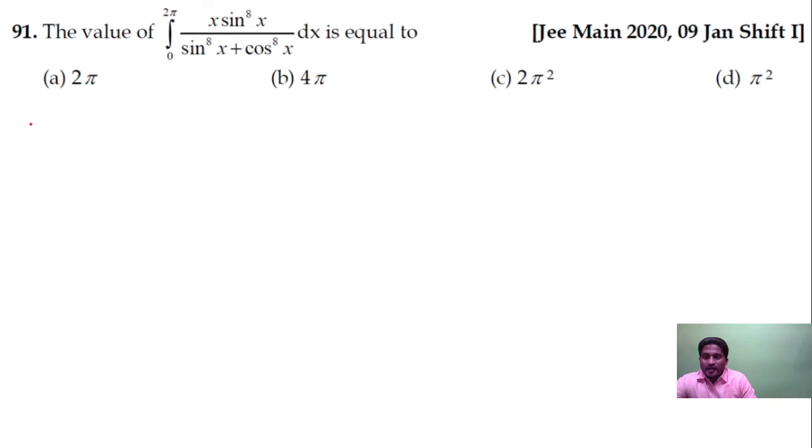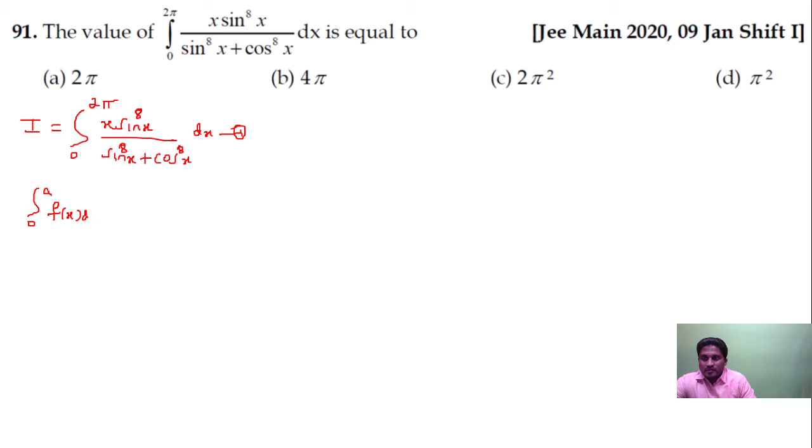Now I is equal to integration 0 to 2 pi of x into sine power 8x upon sine power 8x plus cos power 8x. Call this equation 1. I'll use the King's property: integral 0 to a of f of x dx is equal to integral 0 to a of f of a minus x dx.